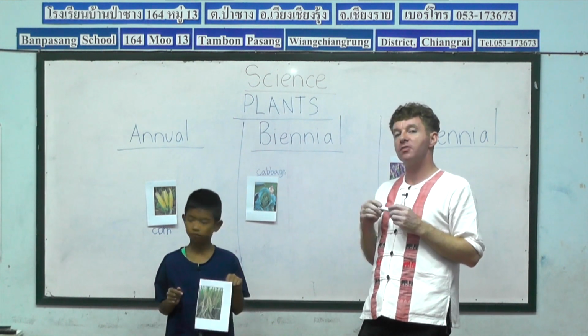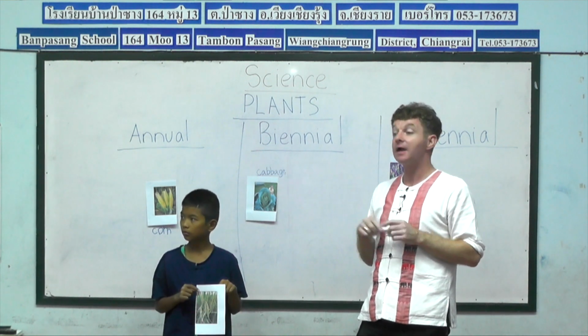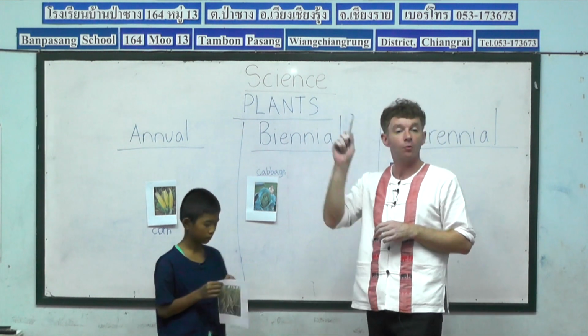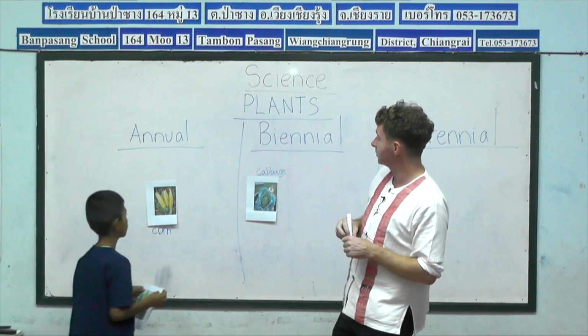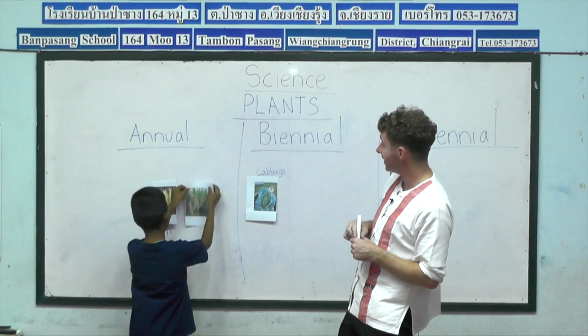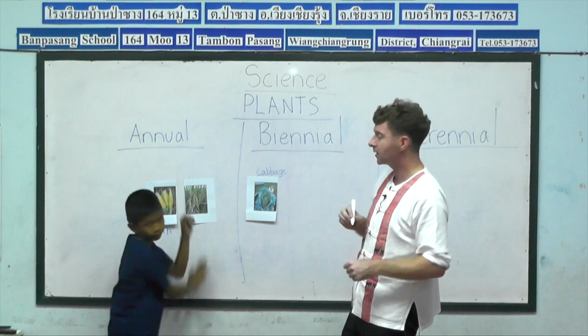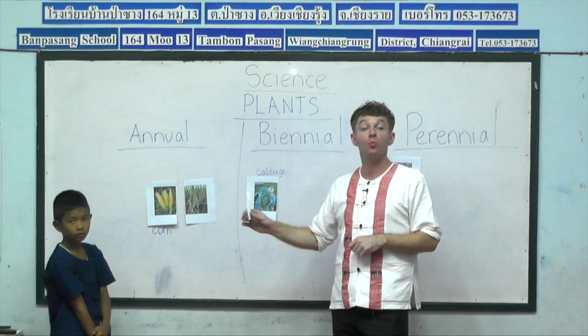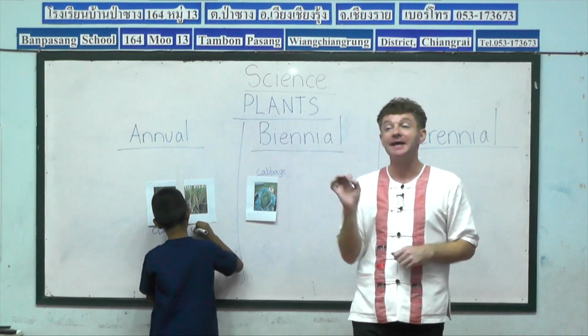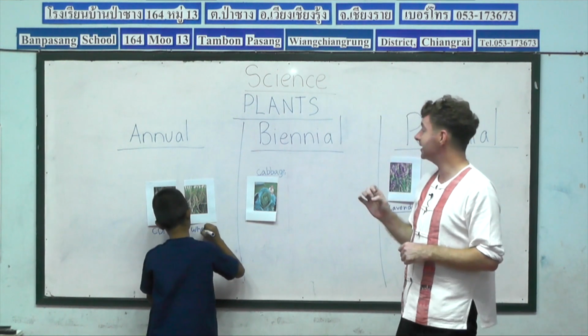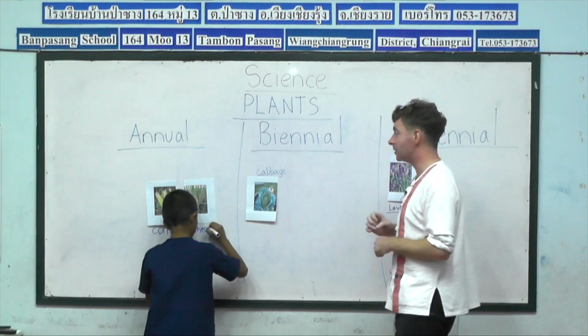Now, how long do we think the wheat plant lives for? Less than 1 year. So what type of plant is that, guys? Annual plant. Well done. So Pat, you can place it in that category there. And then let's help Pat to write the word wheat. W-H-E-A-T. Excellent, Pat. Well done.